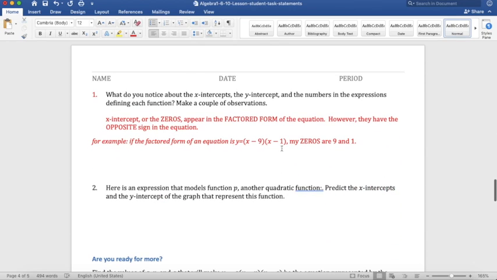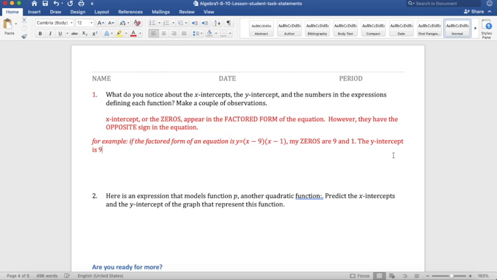So what do you think my y-intercept here is going to be? If my zeros are 9 and 1, what do you think my y-intercept is going to be? I'll tell you, the y-intercept is 9.